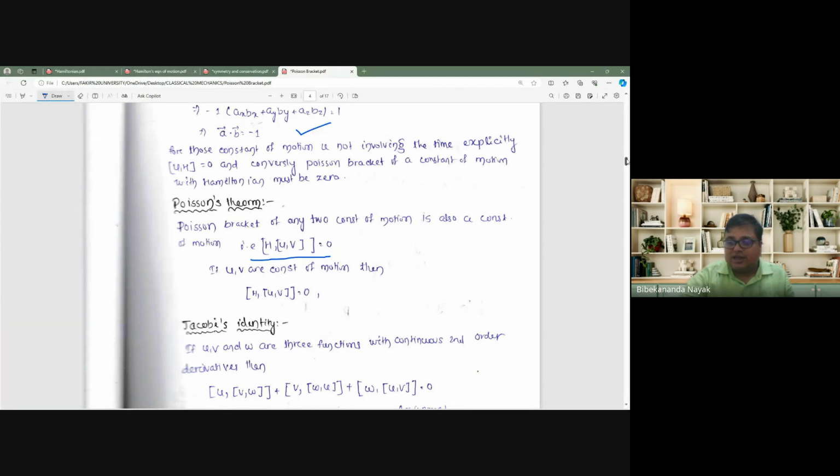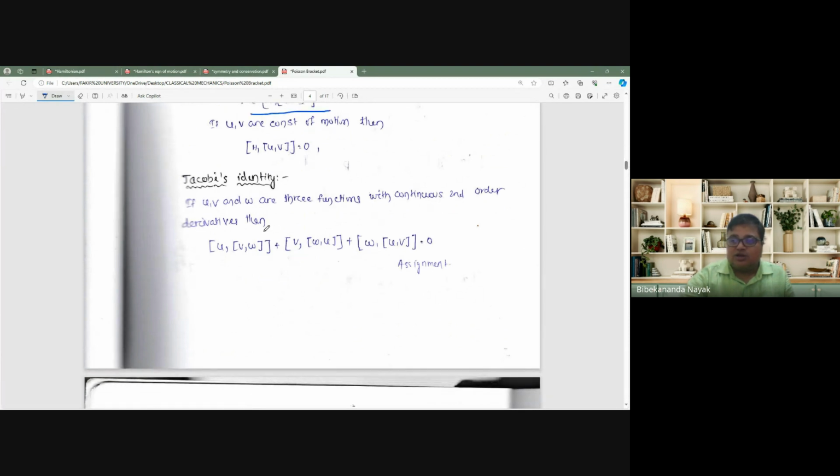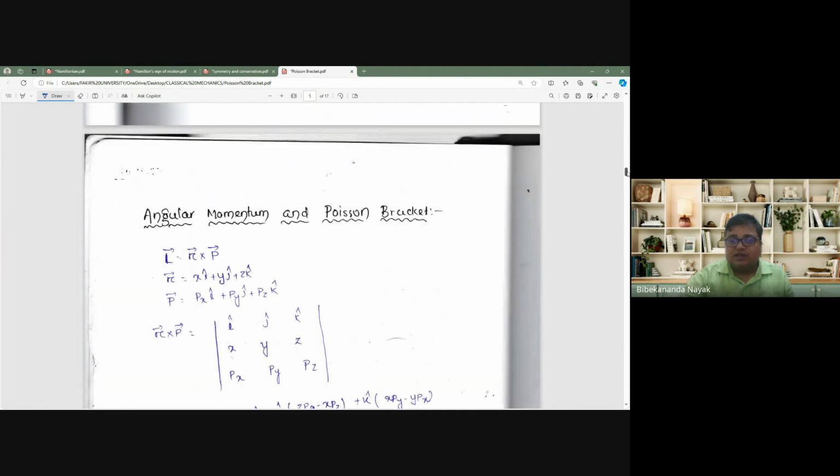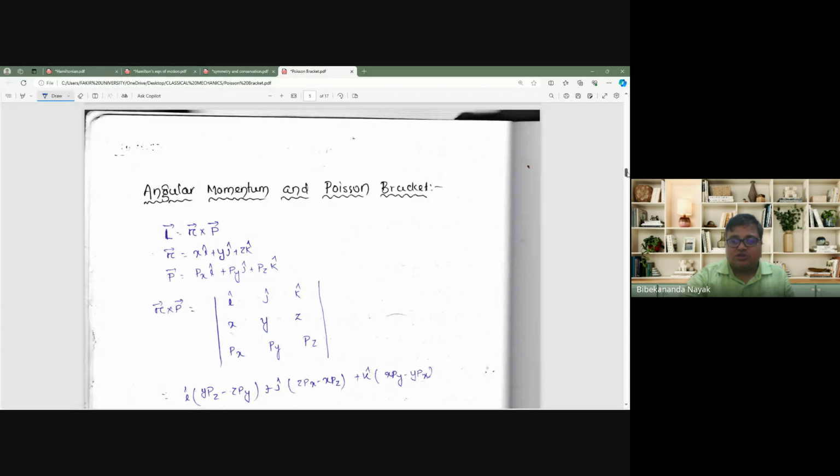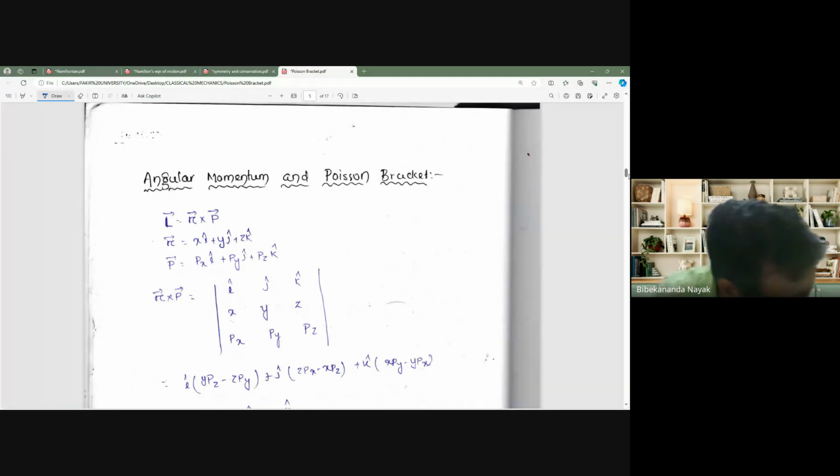Another one is the Jacobi identity. If u, v, w are three functions of qj, pj, then the Poisson bracket of u with the Poisson bracket of v, w, plus the Poisson bracket of v with the Poisson bracket of w, u, plus the Poisson bracket of w with the Poisson bracket of u, v is equal to 0. Okay, you can easily check this. This is one kind of assignment. The Poisson brackets are in cyclic order: u, v, w; v, w, u; or w, u, v. That is the Jacobi identity. Then angular momentum and Poisson brackets, which actually have a quantum mechanical relation.